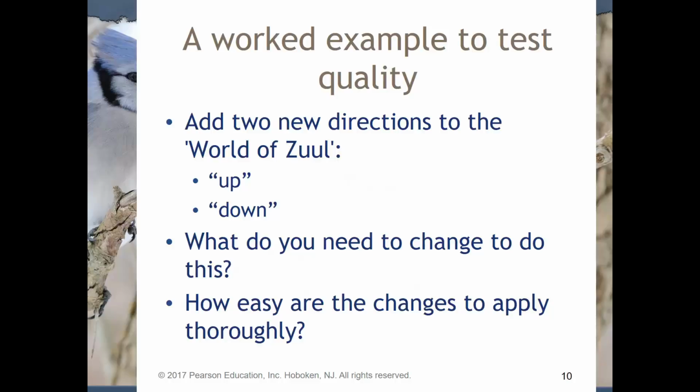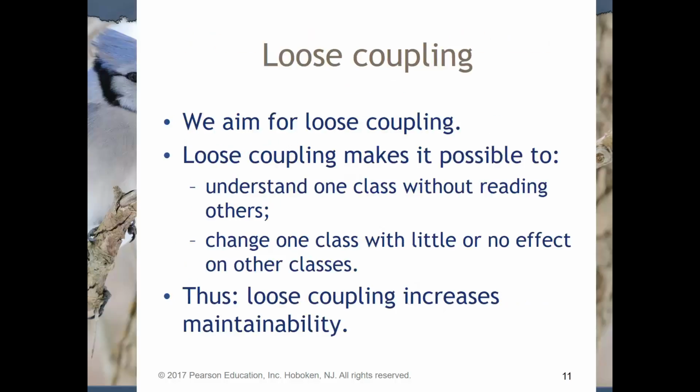If we were to add 2 methods to Zuul, what would it look like? What would we need to change? What methods or what things would need to happen? That's something we'll go through separately.